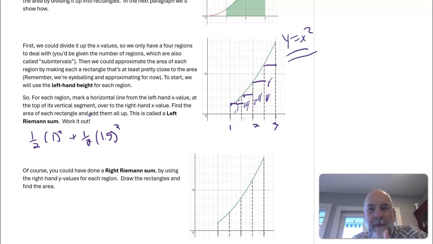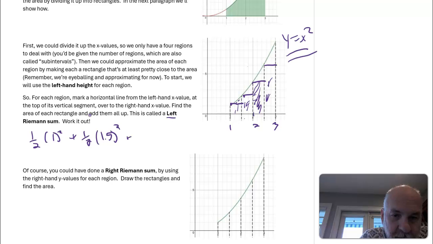And really, I'd plug that number into whatever my function is to find out what the y is. Then I'm doing this rectangle right here. I'd use the left-hand one because that's what we're doing, a left sum. So we'd use the left one, that's 2 squared. So 1/2 for the width times 2 squared. And then the last one would be 1/2 for the width times 2.5 squared.